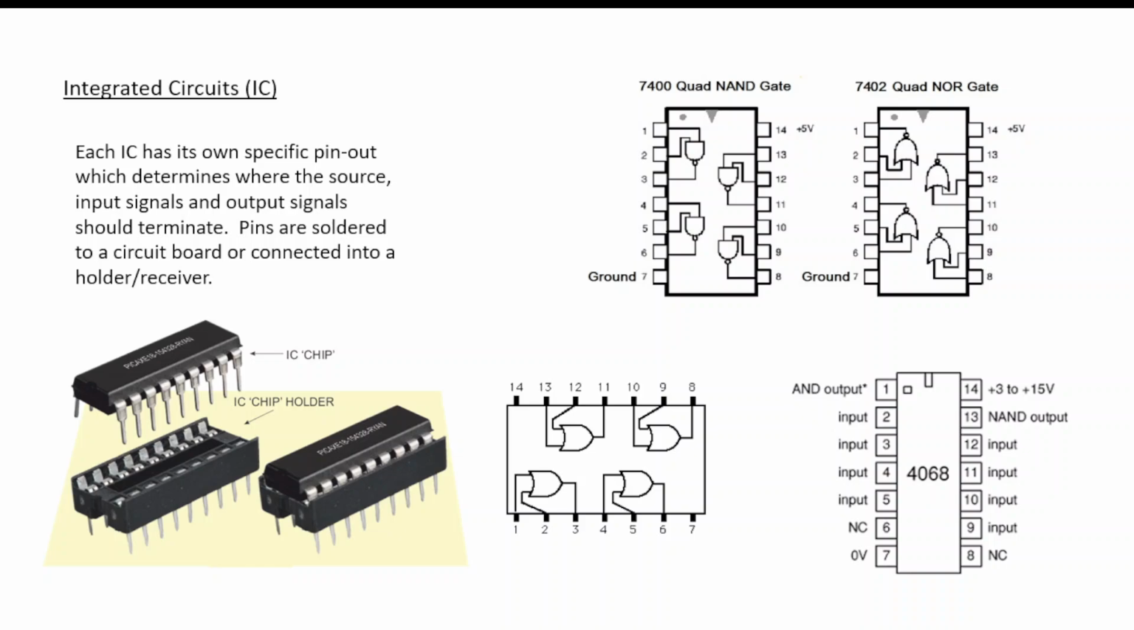Now, each integrated circuit chip has its own specific pinout, which determines where the source, input signals, and output signals should terminate. Pins are soldered to a circuit board or connected into a holder receiver. You can see here a number of different examples.